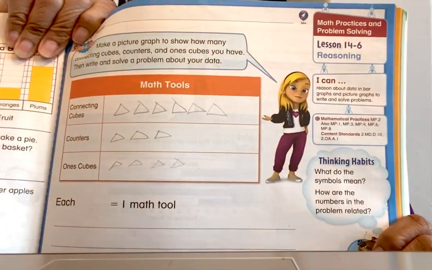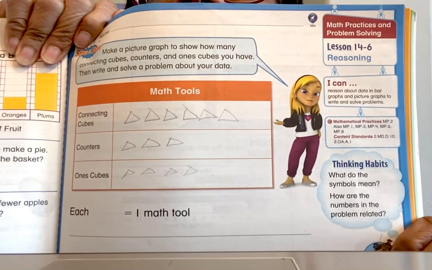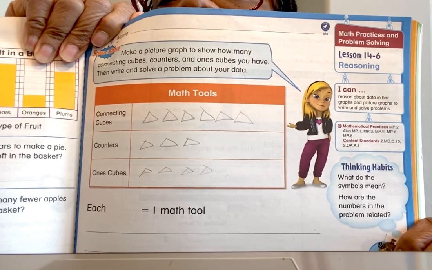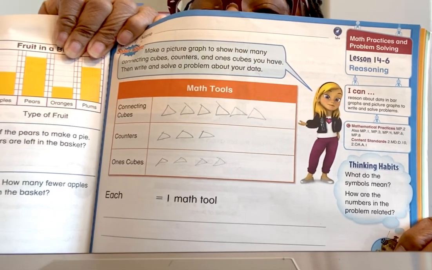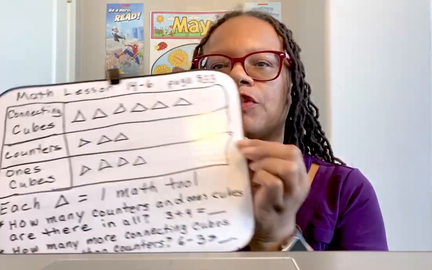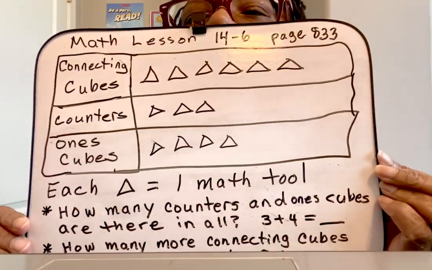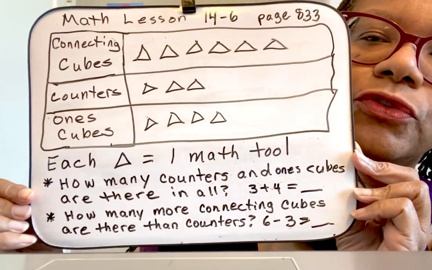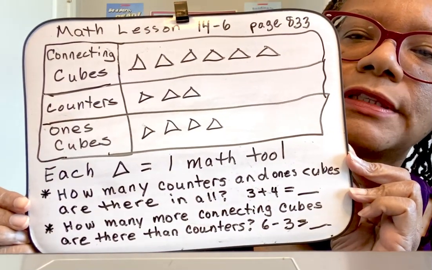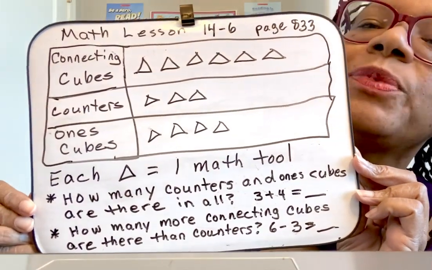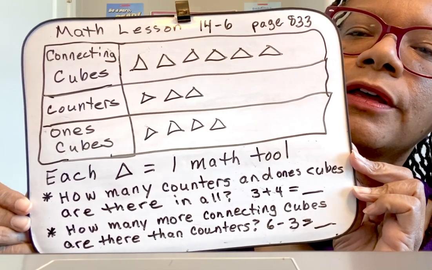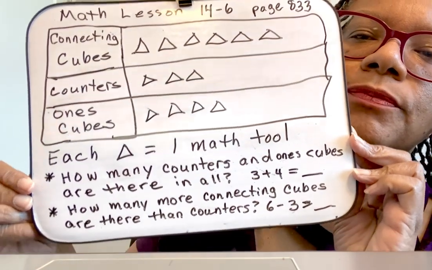So this is what the page looks like in the book, and I drew the triangles for each math tool. I also drew them on this board for you. It has the math page, and it has how many tools were in each. So you'll see 6 connecting cubes, 3 counters, and 4 of the ones cubes.